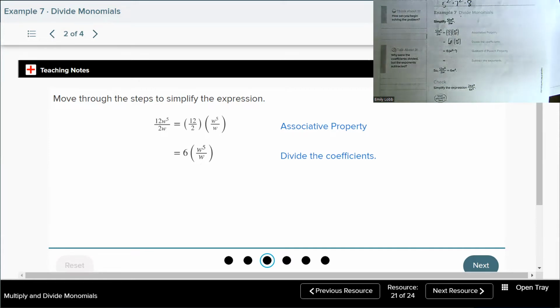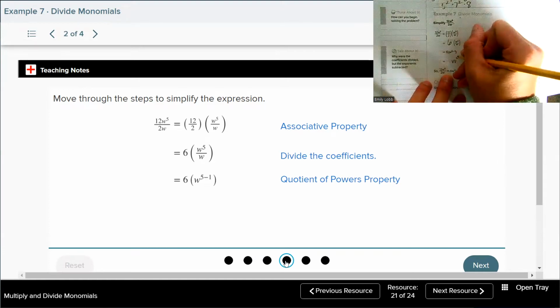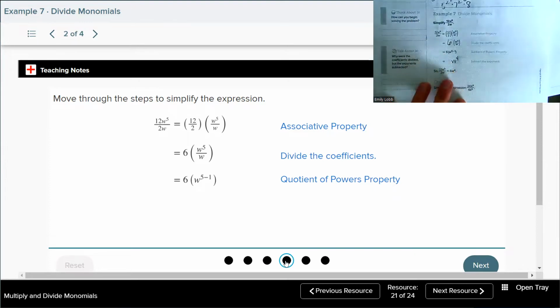So now we need to use our quotient of powers property. So if we're dividing things that have the same base, we do what with the exponents? Add or subtract? When we divide, we're going to subtract the exponents, and always the top minus the bottom. When we just have a w, we have to remember that that is to the 1st power, right, Grace? So we have 5 minus 1. What is 5 minus 1? 4. So we have w to the 4th power. I'm going to write that down, and our coefficient is the same. It is 6.